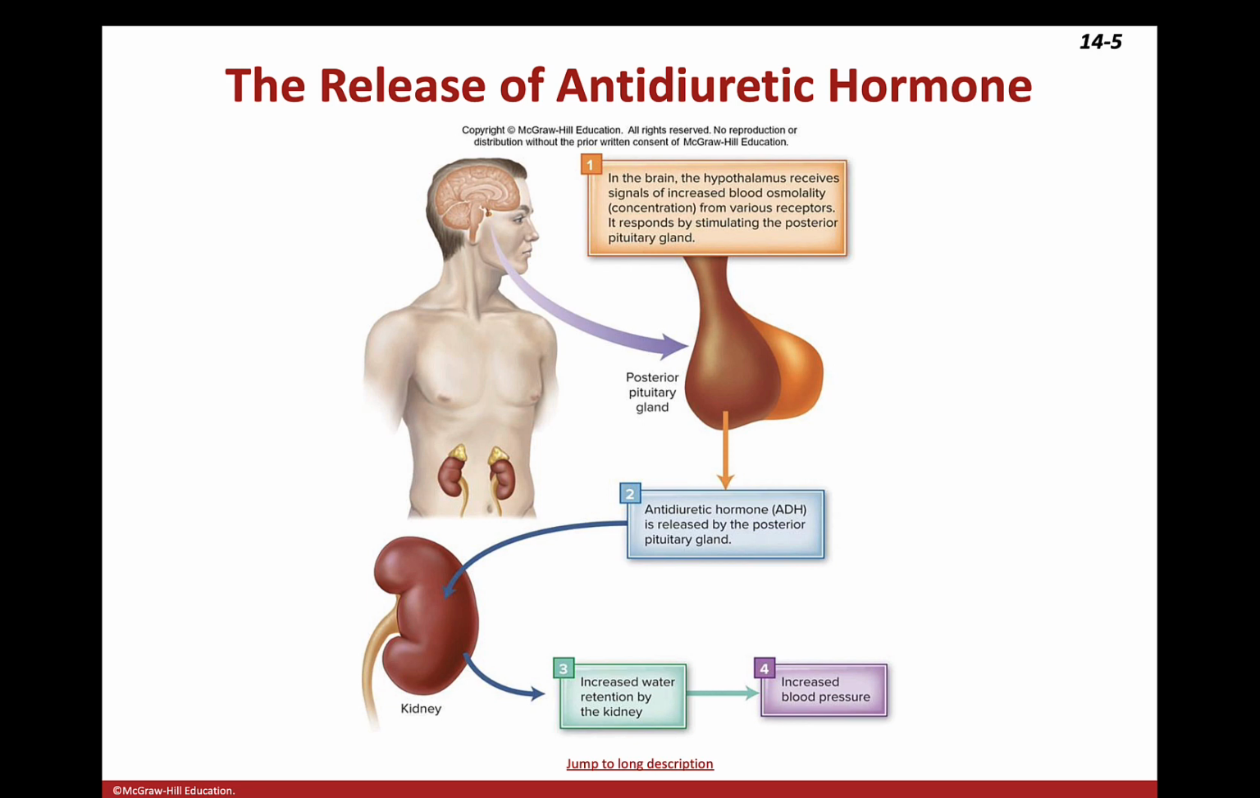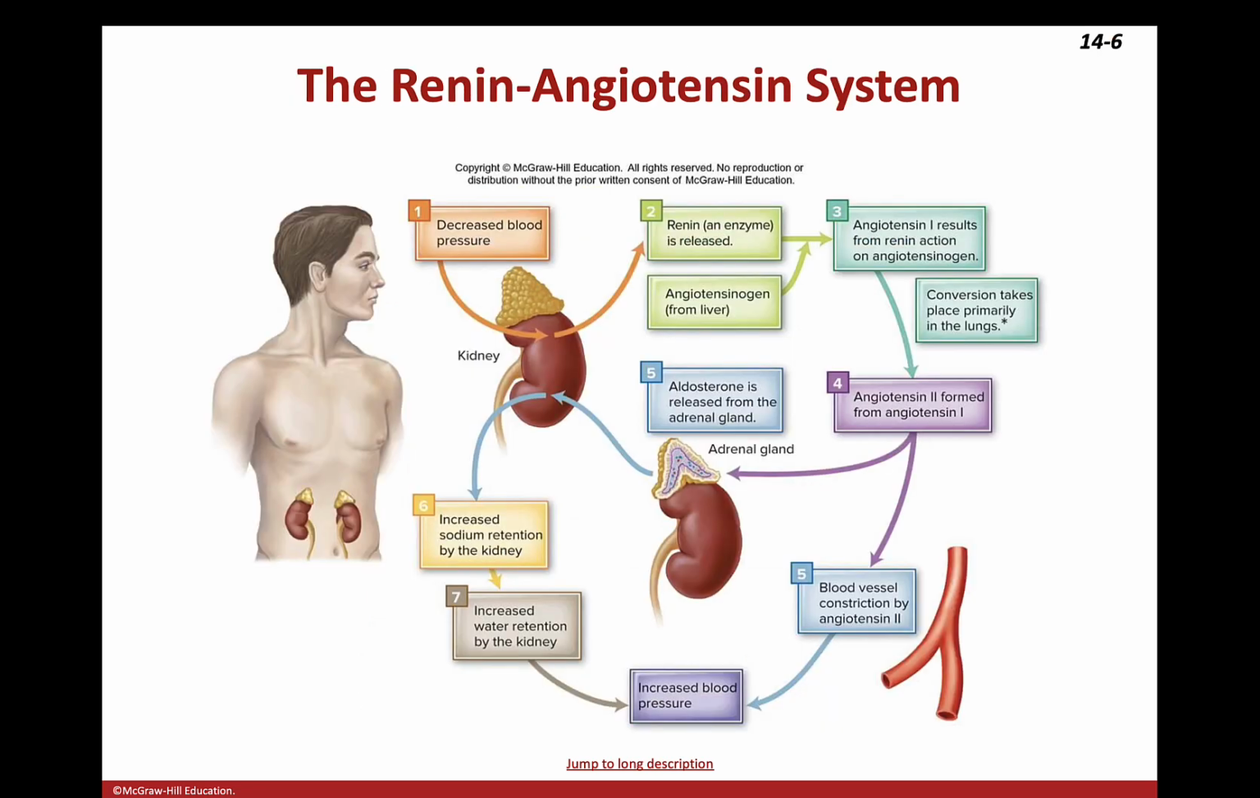And then the effector is going to be the kidneys, and it is going to cause an increase in water retention by the kidneys, and this should result in increased blood pressure. Now, another function associated with ADH is that it is a vasoconstrictor, which also would increase blood pressure by increasing resistance.